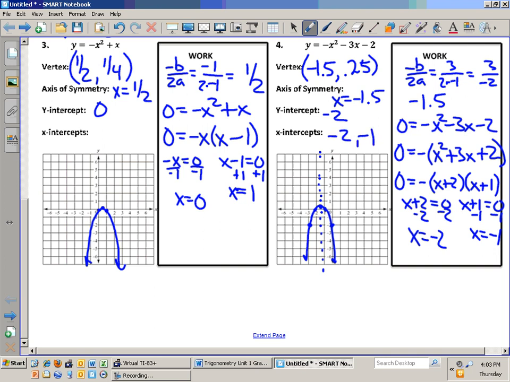I'm sorry, I didn't put the x-intercepts over on this other side. We solved for when we got 0 and 1. Sorry about that. Anyway, those are the characteristics of the graphs.